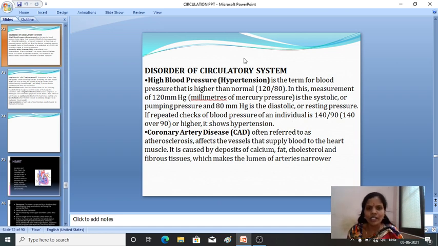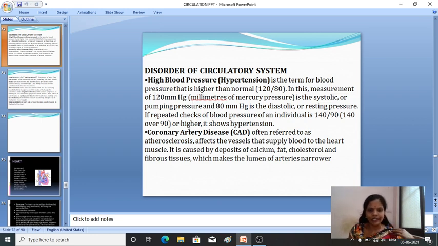When we say the blood pressure is high, if on repeated checks the blood pressure of an individual is 140 by 90 or higher, then it shows hypertension, that is high BP, if it extends above 140 by 90. So that's the first one, high blood pressure.